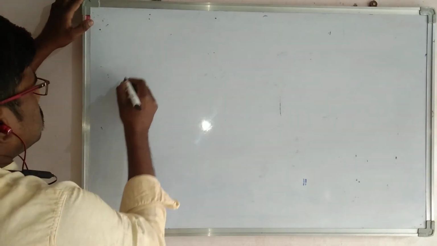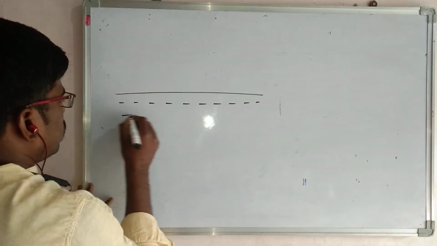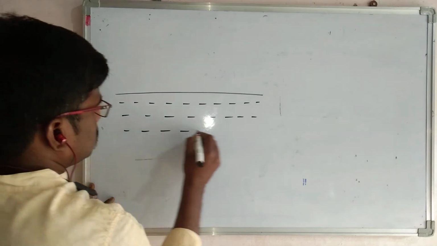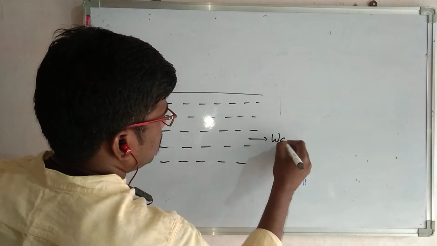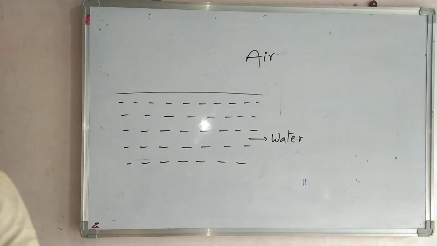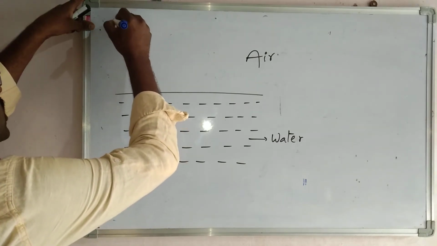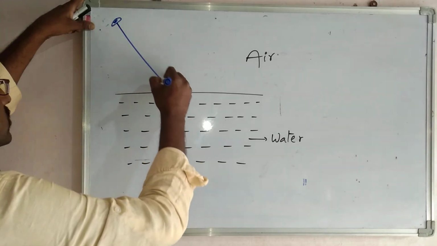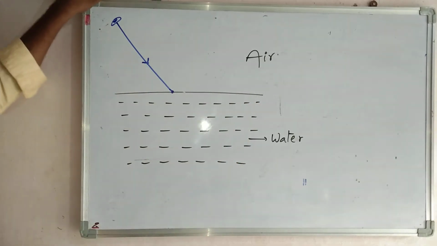See here, let's see, this is water. Now this is the water medium and this is the air medium. Now the light ray is moving from, let's say, here there is a source of light. This is a source of light which is incident on one of the points on the surface of the water.